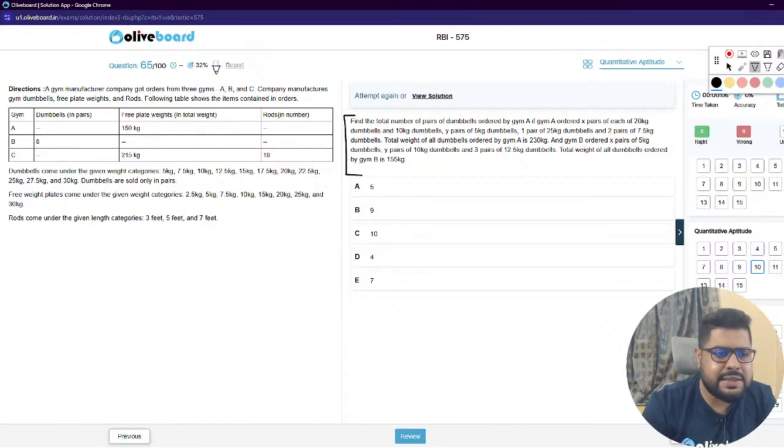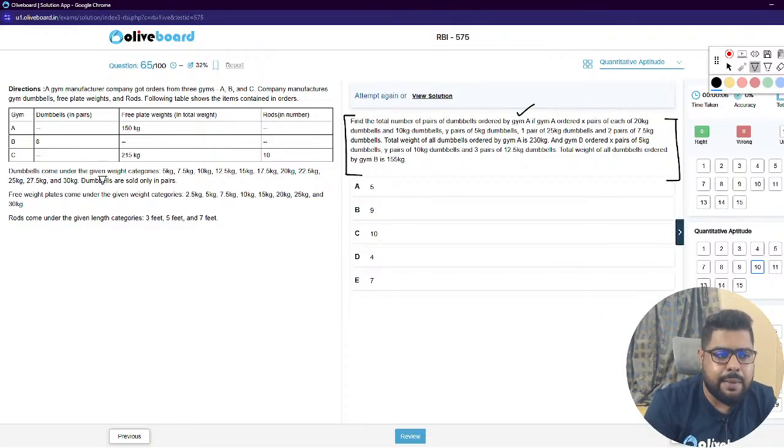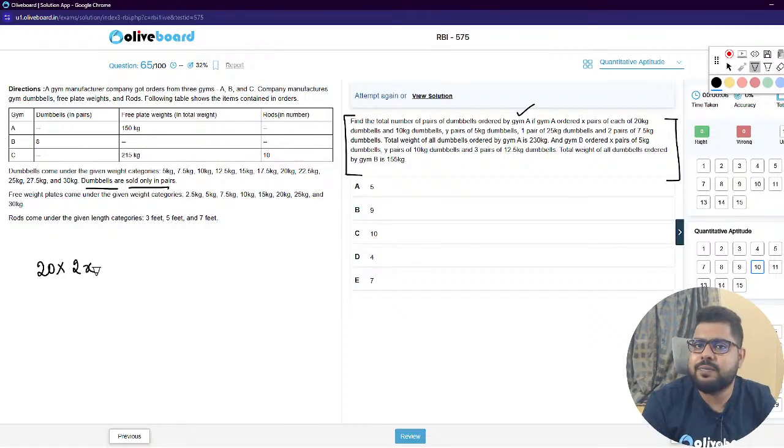Find the, so they have given you some data. Again, the data is not really very required. Now, the total number of pairs of dumbbells ordered by Gym A. If Gym A ordered X pairs of 20 kg. Now, again, dumbbells are sold only in pairs. So, X pairs of 20 kg dumbbells, meaning total is 2x number of dumbbells. Every dumbbell is of 20 kg.